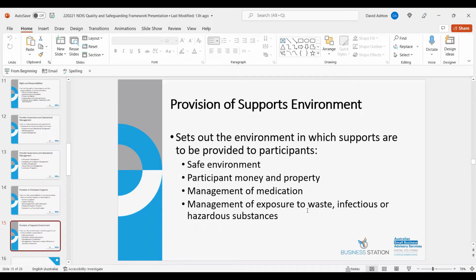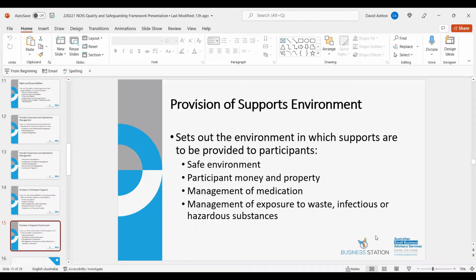So the other one is waste management. The management of exposure to waste, infectious or hazardous substances. So this is more the case where you might be providing services from somebody's home. So you need to have some procedures around the disposal of waste, infectious or hazardous substance. Any incidents have to be reported, recorded and investigated. So that's your incident management procedure.